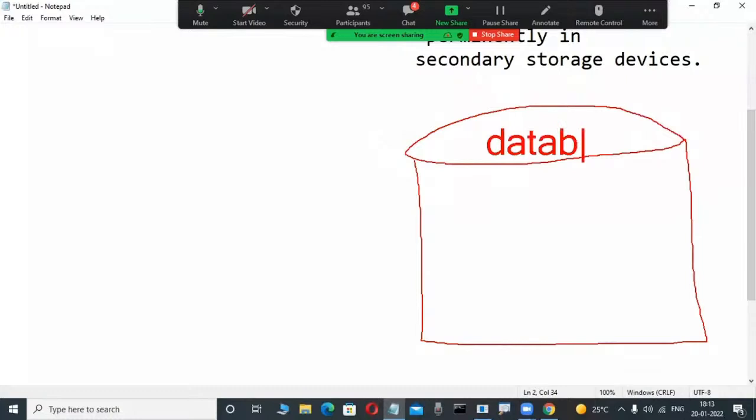Okay, in this place we are storing data. Suppose we are storing any random collection of data, we think. That is absolutely wrong.